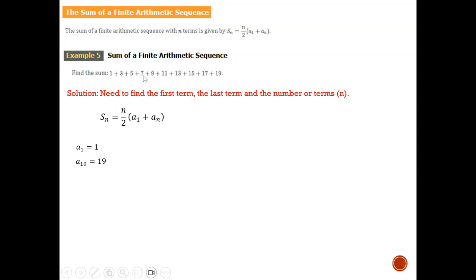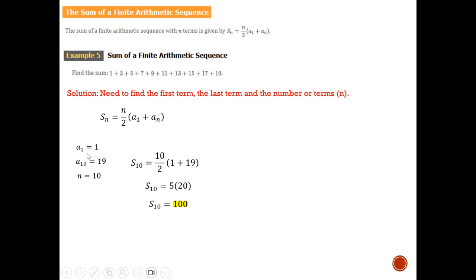You have 1, 2, 3, 4, 5, 6, 7, 8, 9, 10. So n is equal to 10. When we have all that information, all we do is plug into the formula. So S10 is equal to 10 over 2, times (1 plus 19), which will give us 5 times 20, which gives us 100. That's your answer, guys.